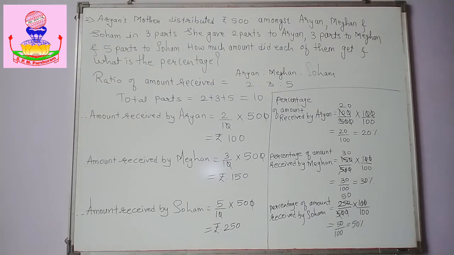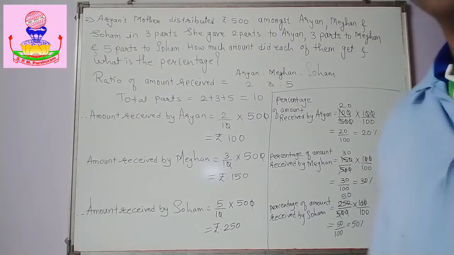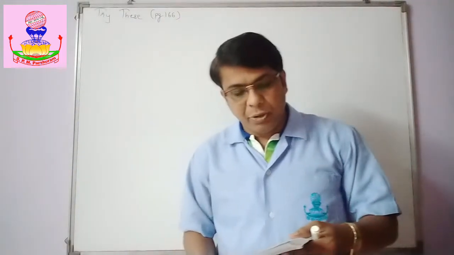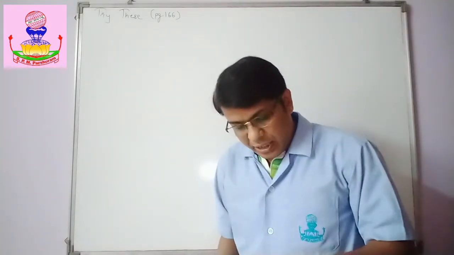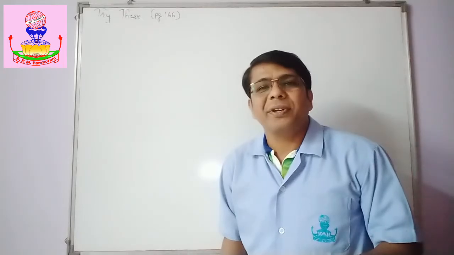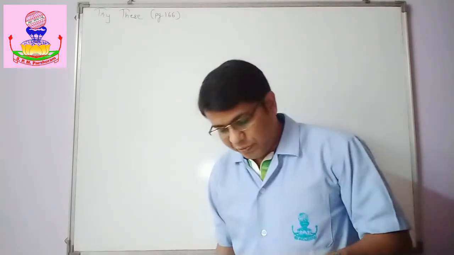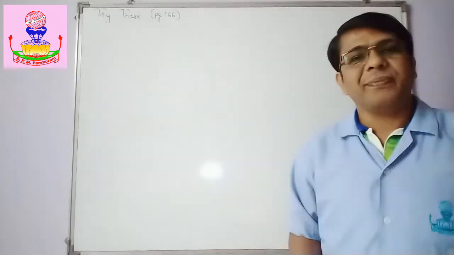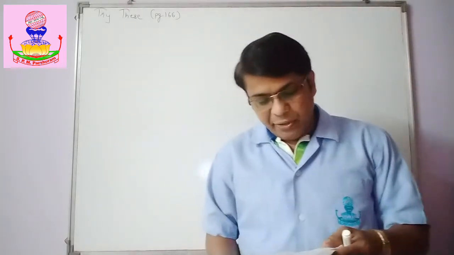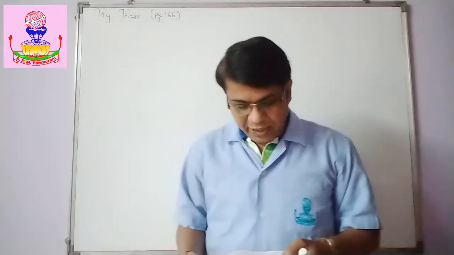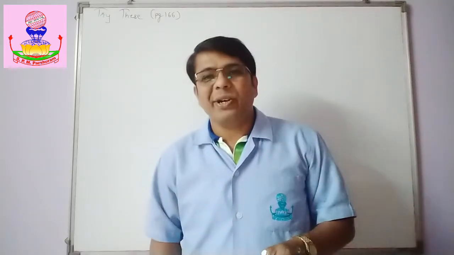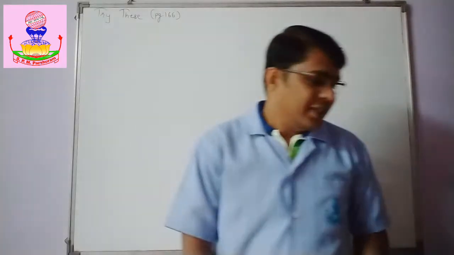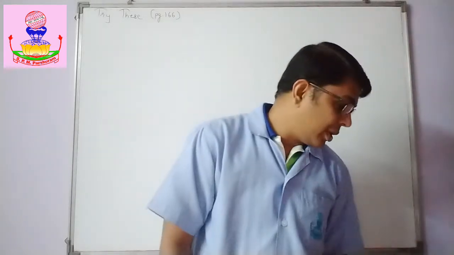Okay, so let's move to the try these examples. So try these, page number 166. Okay, the first one you solve it. I don't feel it is difficult. You have to find 20% of 15 and 80% of 15. Okay, you will get it. Now the second one is also not so difficult. If the angles of a triangle are in the ratio 2:3:4, find the value of each angle. You might have already solved such types of examples.